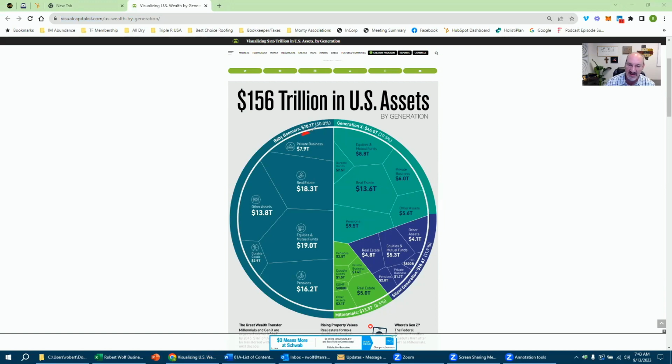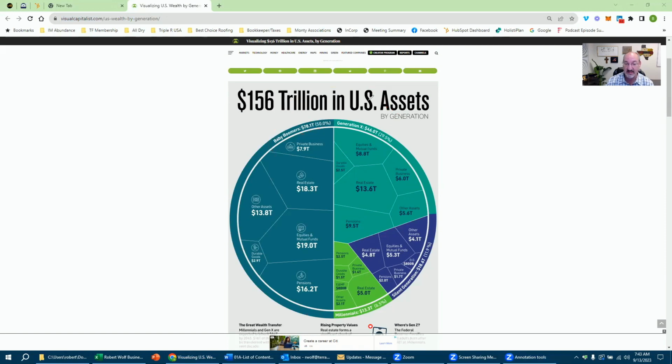Okay, there's $78 trillion, or 50% of the assets, that are going to be exchanging hands from here to here within the next 10 to 20 years. That's pretty substantial. There's already $46 trillion here, or 30%, so this essentially is going to turn into 60 to 70% of the assets sitting here in Generation X.